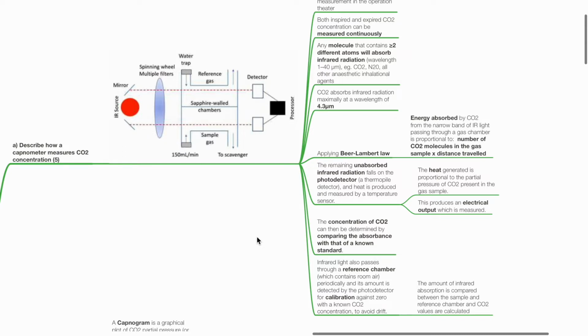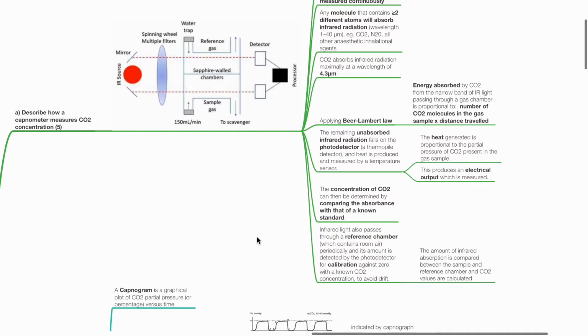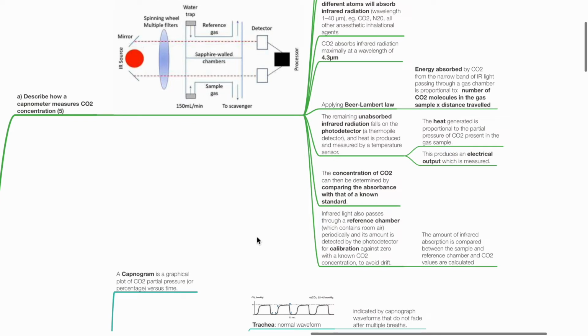The heat generated is proportional to the partial pressure of CO2 present in the gas sample. This produces an electrical output which is measured. The concentration of CO2 can then be determined by comparing the absorbance with that of a known standard.